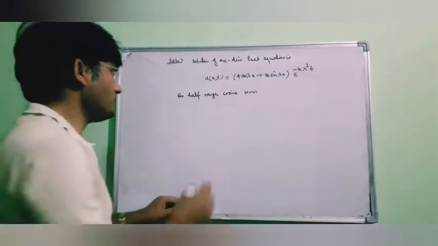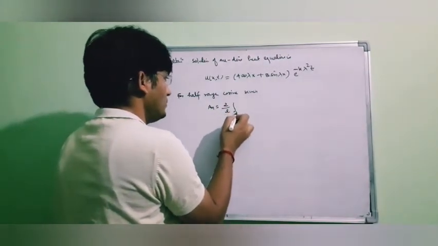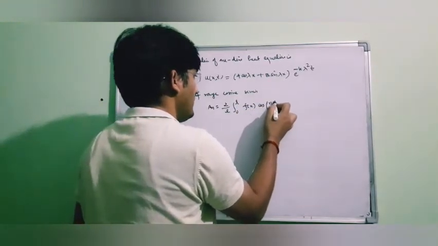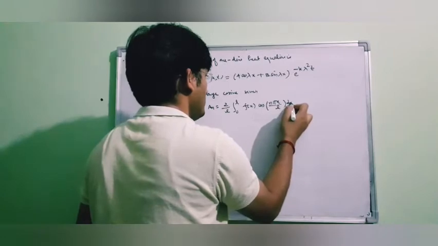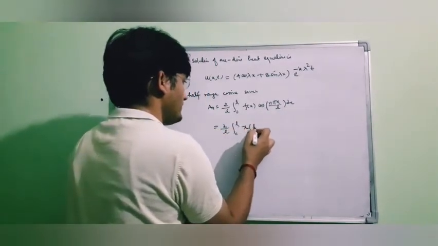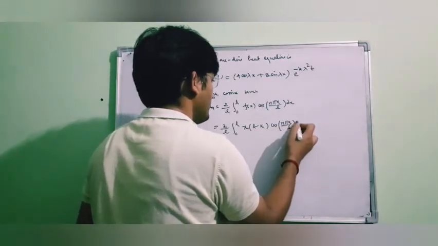An is 2 upon l, integral from 0 to l of f(x) cos(n pi x upon l) dx. So this is equal to 2 upon l, integral from 0 to l. This was your x into (l minus x) into cos(n pi x upon l) dx.